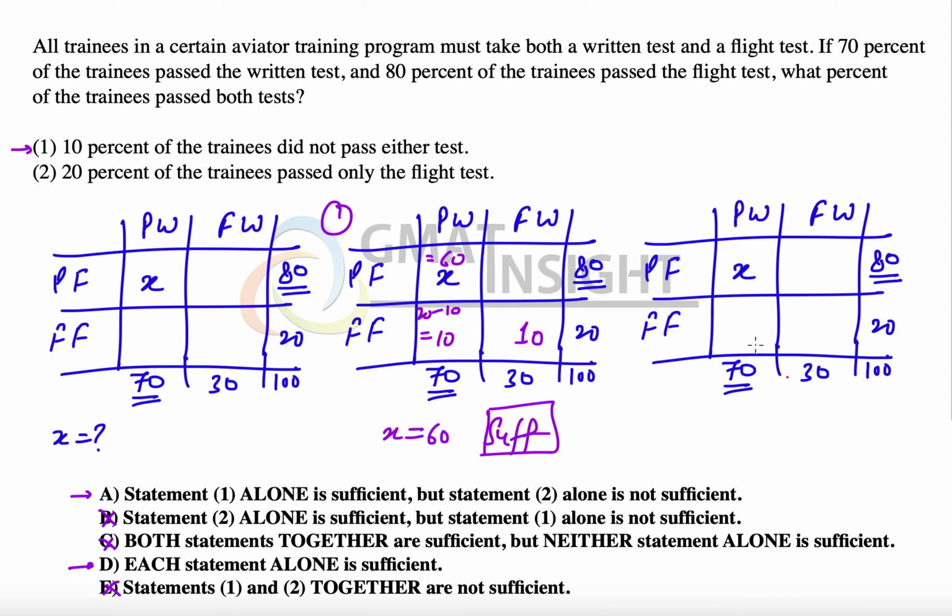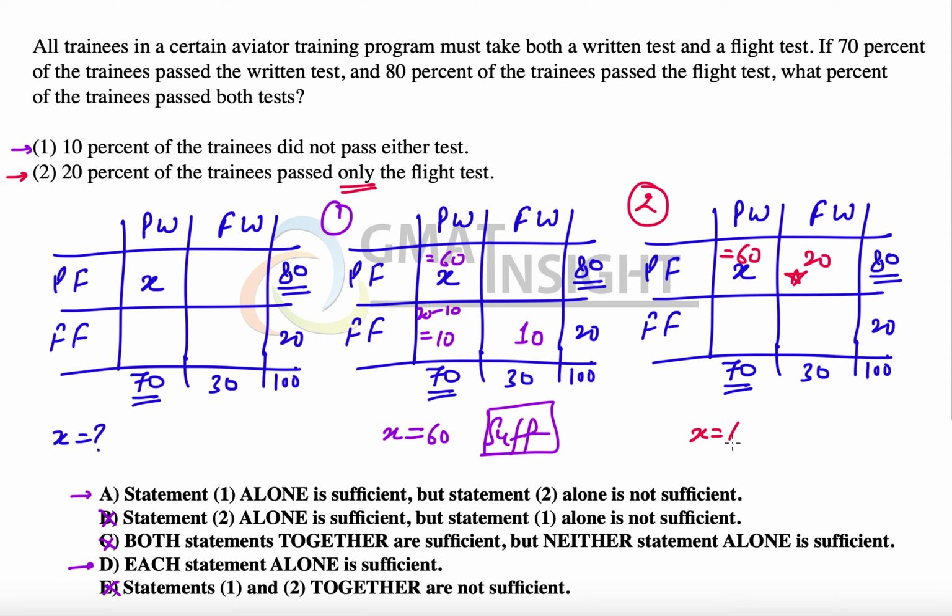Now, let's look at the second statement. The second statement says that 20% of the trainees passed only the flight test. Only the flight test. That means they passed the flight test, but they failed the written test. That means this particular region, because this word only is used, those people must have failed the written test. So this particular region has been given 20 as per the second statement. If this is 20, x will be 80 minus 20, that means equal to 60.